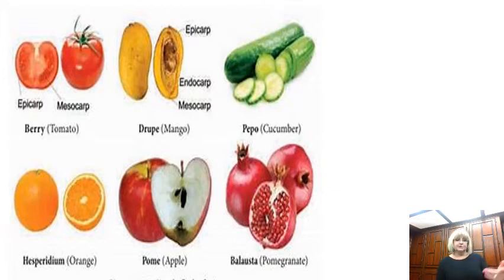So you can look at your tomato, which is a berry, and the diagram shows you where the epicarp and the mesocarp are. The drupe is an example of a mango, and you can see the epicarp, the endocarp, and the mesocarp on that one. Your cucumber is an example of a pepo, and your orange is an example of a hesperidium. Your apple is a pome, and the pomegranate is a balausta.